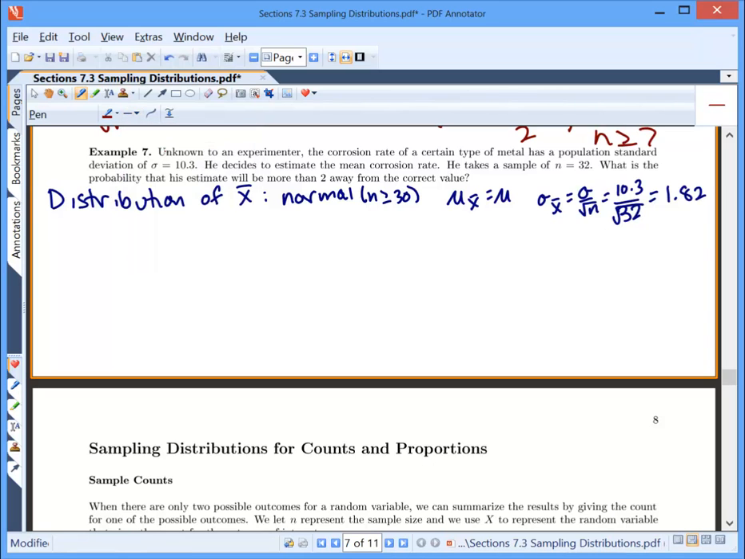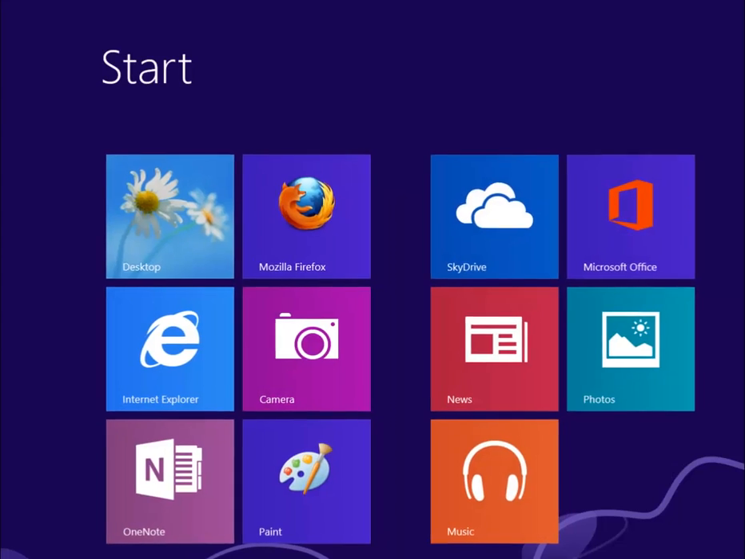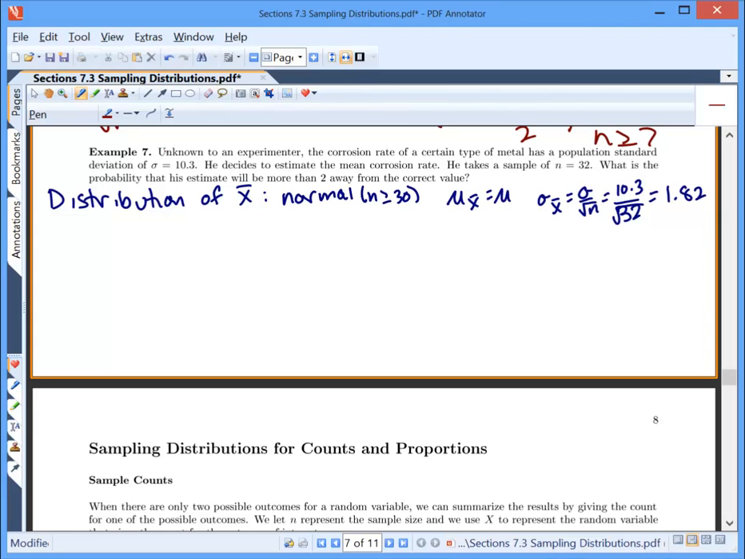The next thing we're going to do is actually try and set up our probability. So we're looking for the probability that his estimate is more than 2 away from the correct value, which means that the distance between x bar, his estimate, and the true value, mu, has to be greater than 2. So we set it up as an absolute value. Now I don't know how to find this. I only know how to find the probability that x bar is greater than or x bar is less than, etc. So I want to use some algebra and rearrange this.